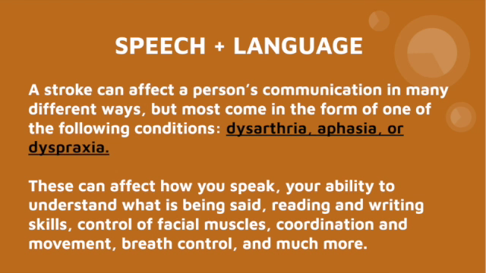Speech and language. A stroke can affect a person's communication in many different ways, but most come in the form of one of the following conditions: dysarthria, aphasia, or dyspraxia. These can affect how you speak, your ability to understand what is being said, reading and writing skills, control of facial muscles, coordination and movement, breath control, and much, much more.